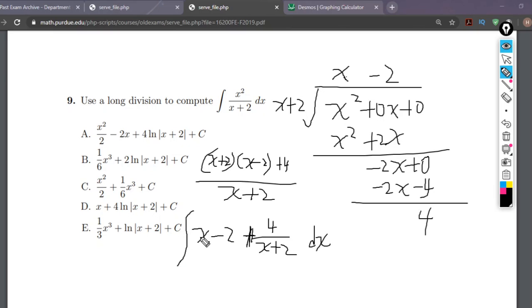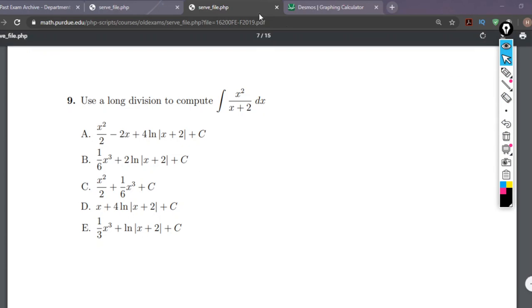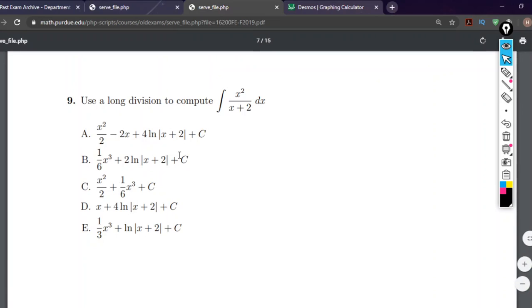It's pretty straightforward. You get x squared over 2 minus 2x plus 4 ln absolute value of x plus 2 plus c. Just take the 4 out for this one. Use a u sub of u equal to x plus 2 and you get something like this, which is option A, as we can see here.